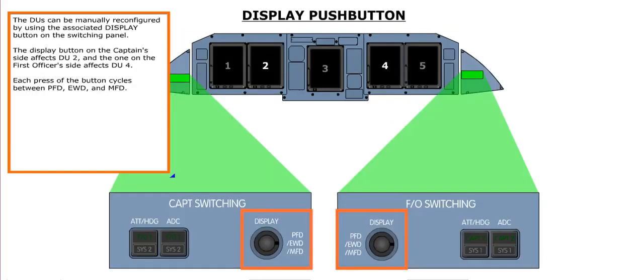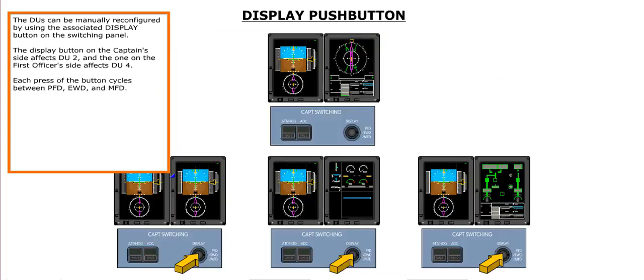The DUs can be manually reconfigured by using the associated display button on the switching panel. The display button on the captain's side affects DU2, and the one on the first officer's side affects DU4. Each press of the button cycles between PFD, EWD, and MFD.